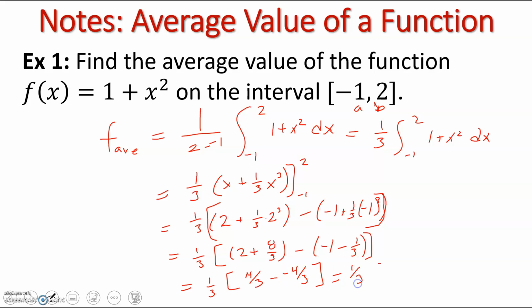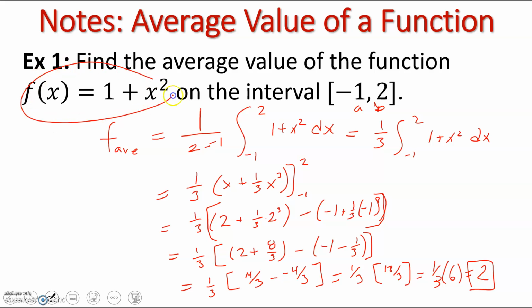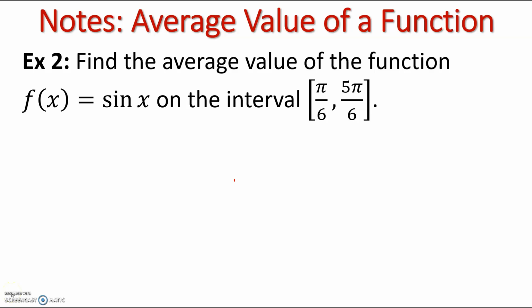So we have 1/3 times 14/3 minus negative 4/3, which is 18/3. But 18/3 is the same as 6. So 1/3 of 6 is 2. What this says is that the average value of this function is 2 on the closed interval negative 1 to 2. All right, let's take a look at another example.